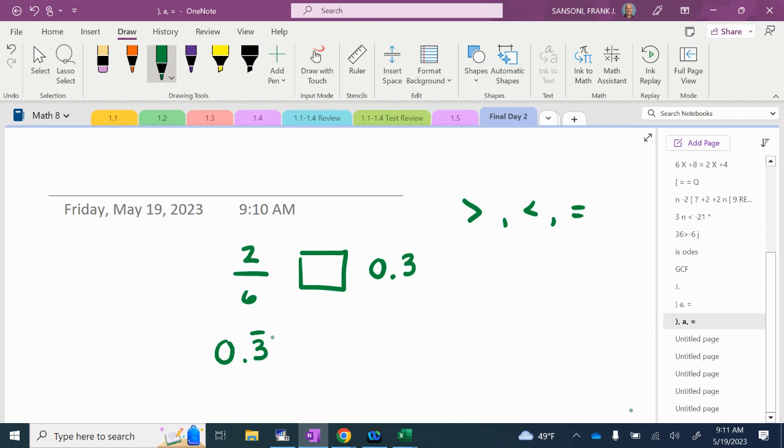A 3 that goes on forever would be bigger. What's behind this? 3, 3, 3, 3, 3. This is 0.33333. It doesn't have a line, so I think this would be 0.30, right? I could put as many zeros as I want. Yeah. But this is 0.33333. So isn't 0.33333 bigger than 0.300000? Yes. So 2/6 is greater, slightly greater.